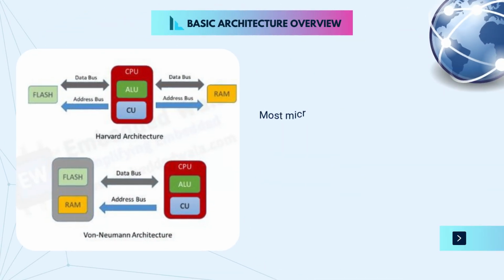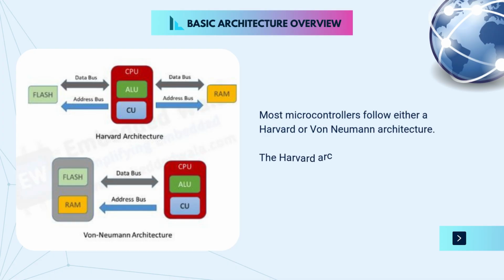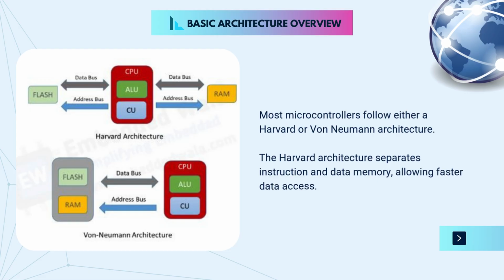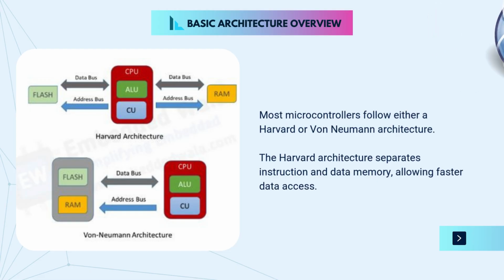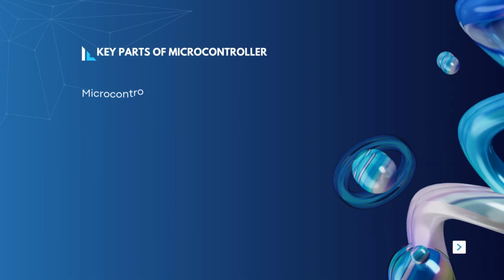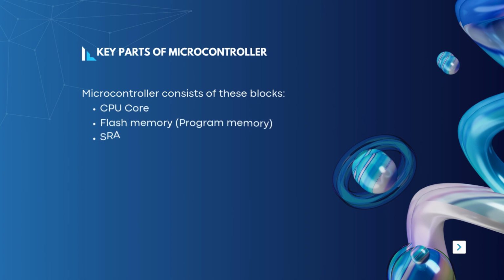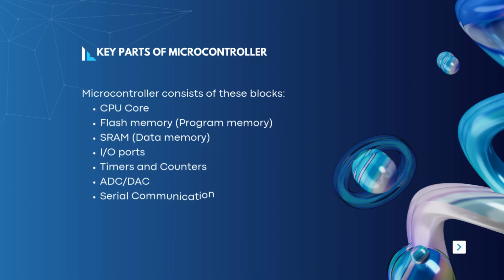Let's now look at the architecture of a microcontroller. Most microcontrollers follow either a Harvard or Von Neumann architecture. The Harvard architecture separates instruction and data memory, allowing faster data access. Regardless of architecture, a typical microcontroller consists of these blocks: CPU core, flash memory, program memory, SRAM, data memory, I/O ports, timers and counters, ADC or DAC, and serial communication interfaces.